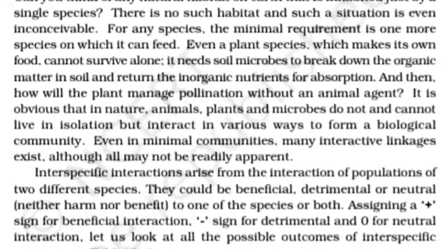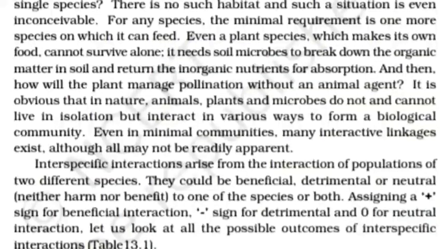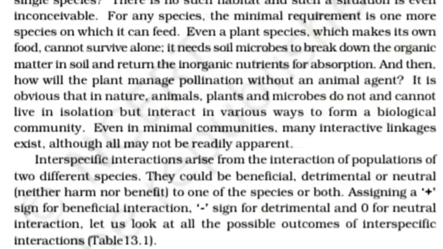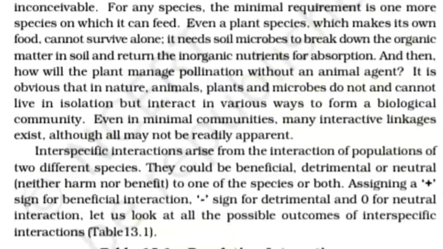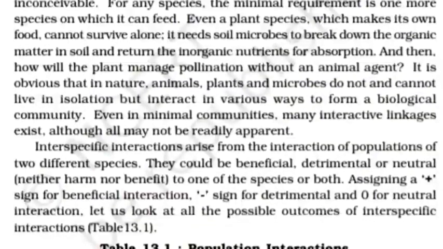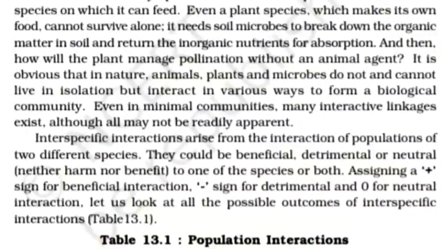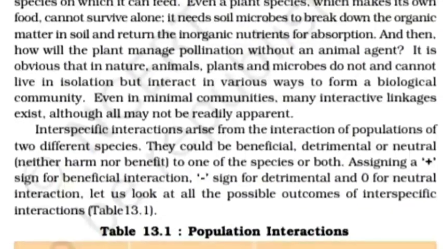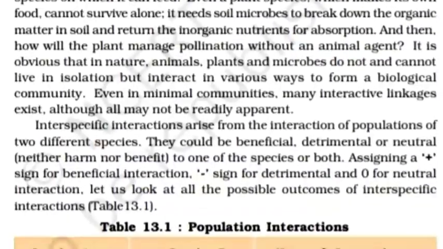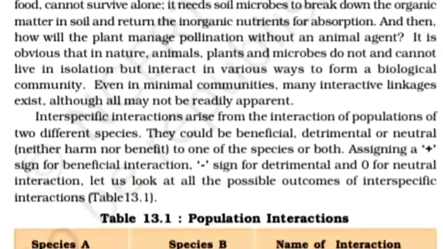Interspecific interaction arises from the interaction of populations of two different species. They could be beneficial, detrimental, or neutral, neither harming nor benefiting one of the species or both. Assigning a plus sign for beneficial interaction, a minus sign for detrimental, and 0 for neutral interaction, let us look at all the possible outcomes of interspecific interactions.